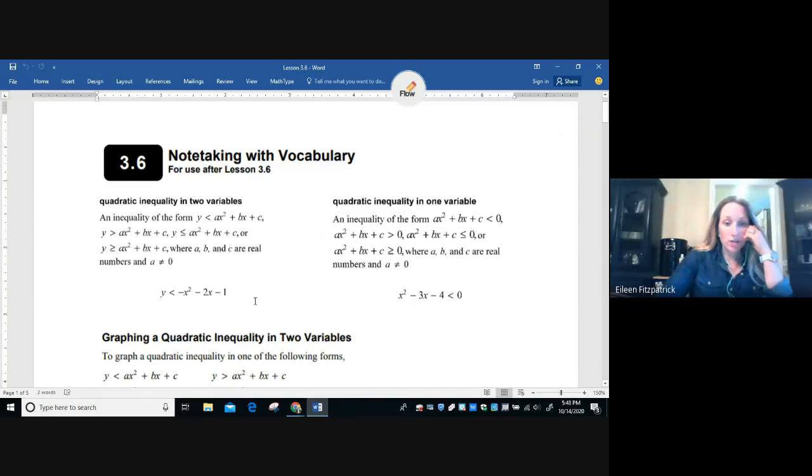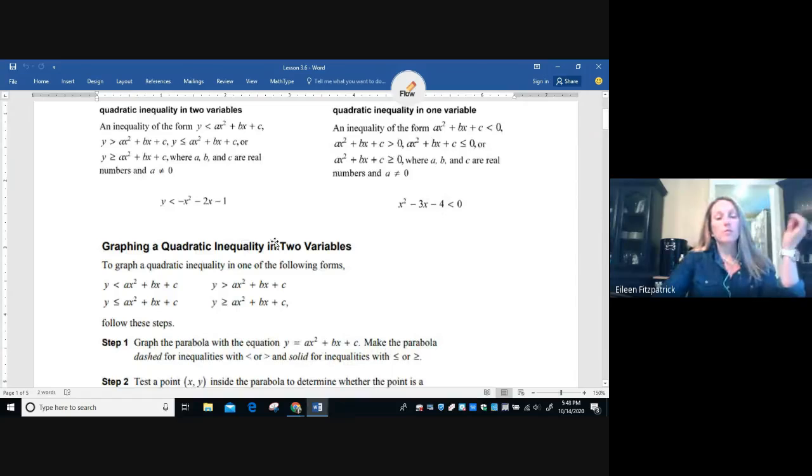So graphing quadratic inequalities, the nice thing is we've already graphed linear equations and linear inequalities in Algebra 1. And then we've been spending a lot of time this year graphing quadratic equations. So graphing quadratic inequalities is kind of taking the information we already know about graphing quadratics and graphing inequalities from Algebra 1 and merging them together. So a lot of this will seem familiar.